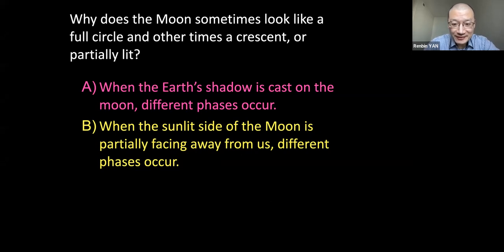Okay, I see an even split among you. Half of people say it's because of the shadow. Oh, now the shadow hypothesis is winning. Okay, I'm going to end the poll now and share the results with you. So more than half of you said it is because the Earth's shadow is cast on the moon. When the Earth's shadow is cast on the moon, different phases occur. And a smaller number of you said when the sunlit side of the moon is partially facing away from us, different phases occur. So which one is the reason?